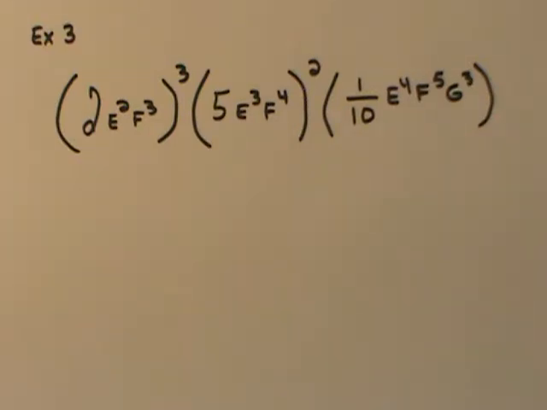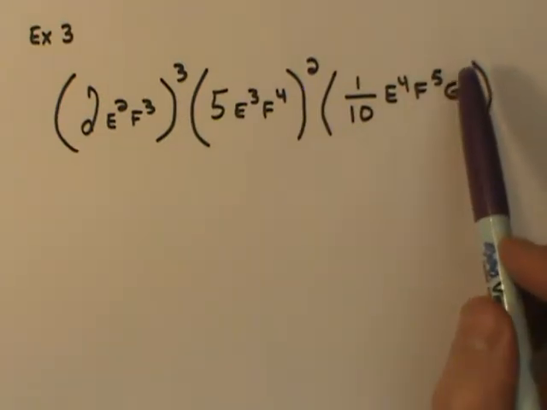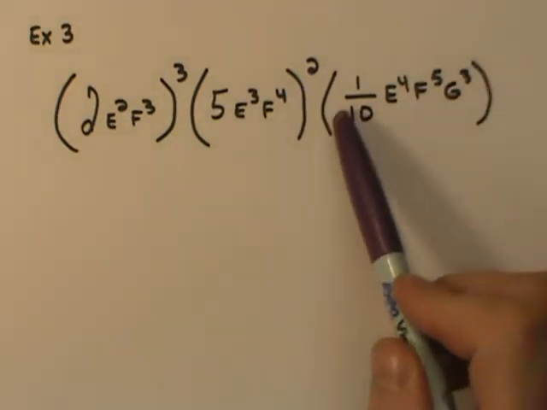Here we have our final example of blending the two rules we've learned so far. For this problem we have 2e squared f cubed, quantity cubed, times 5e cubed f to the fourth, quantity squared, times 1/10 e to the fourth f to the fifth g to the third. Notice that on this third part there is no exponent there. So we're not going to change this.